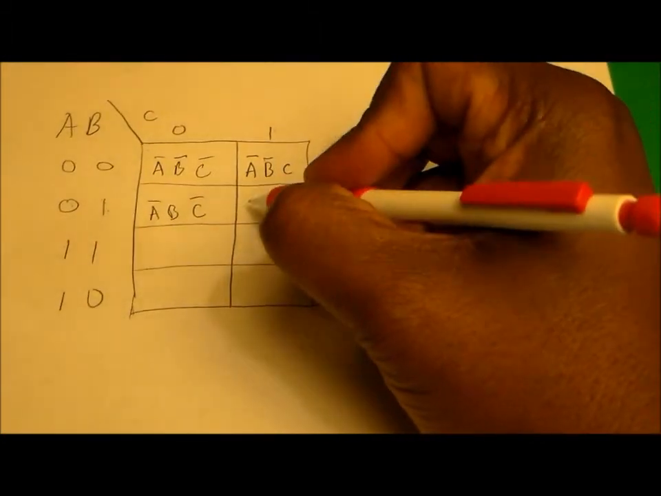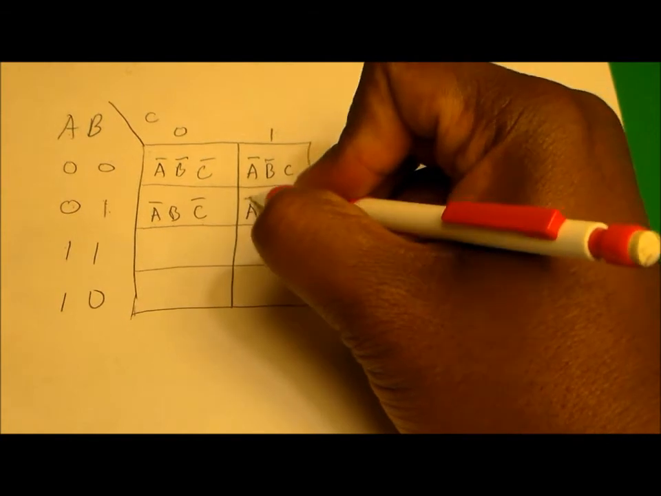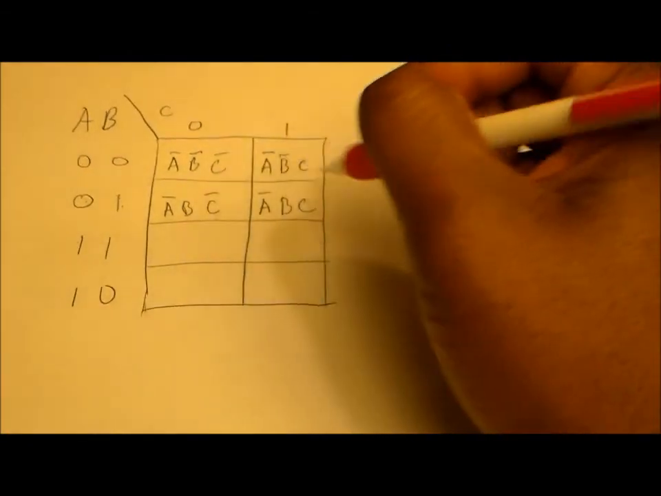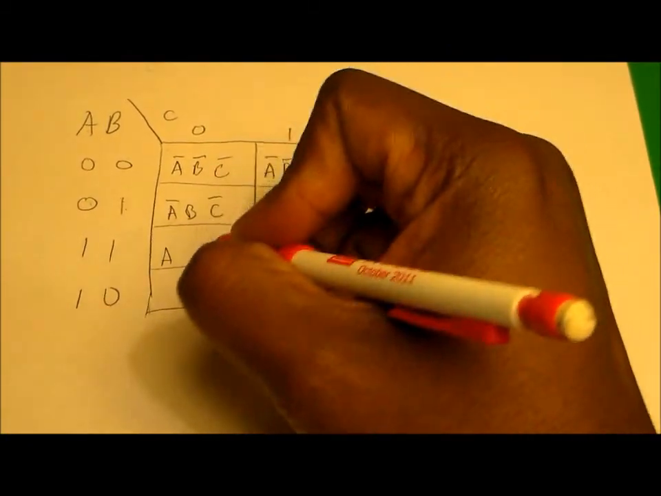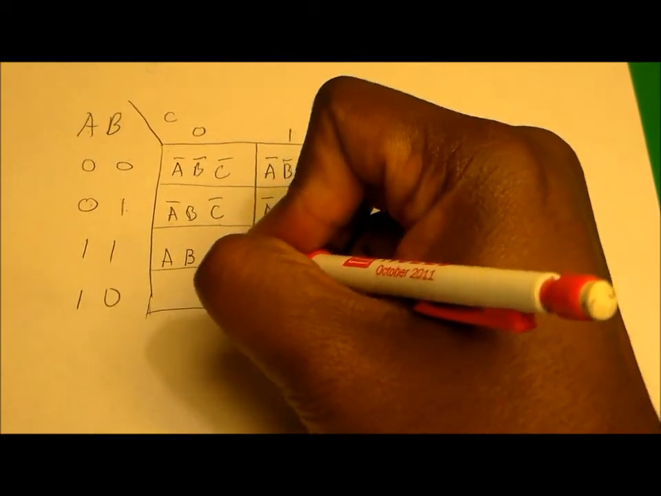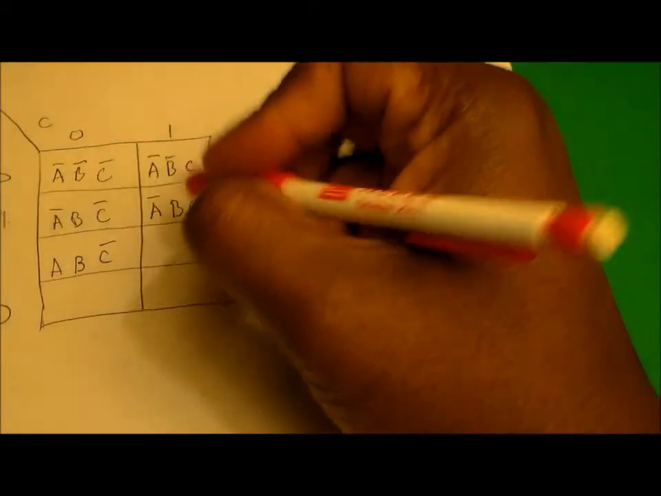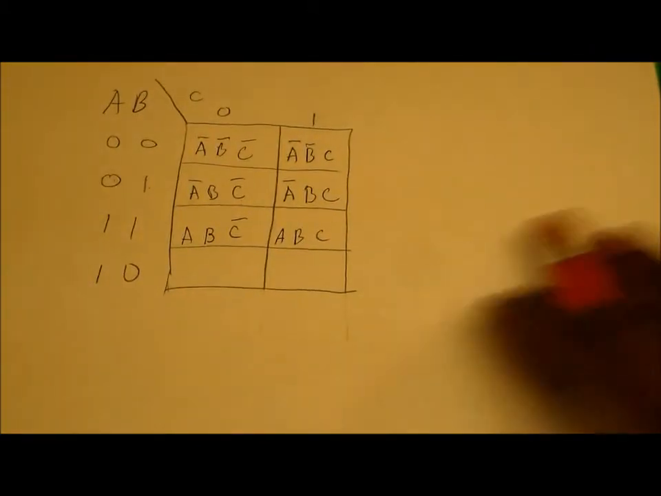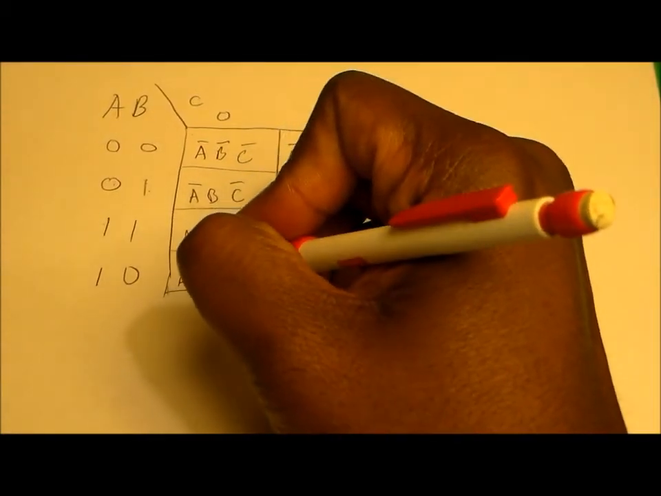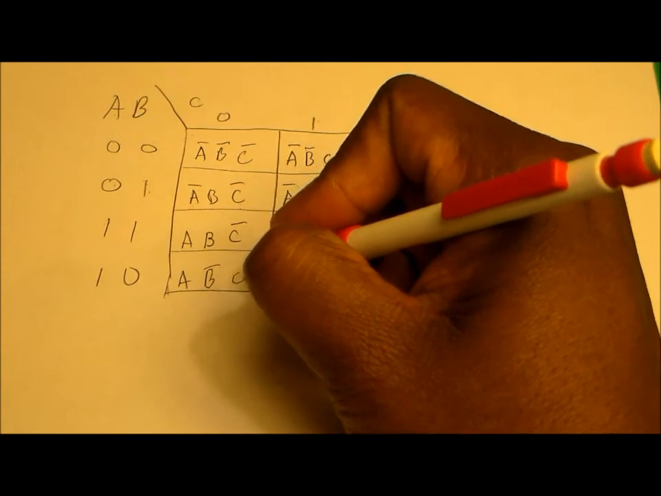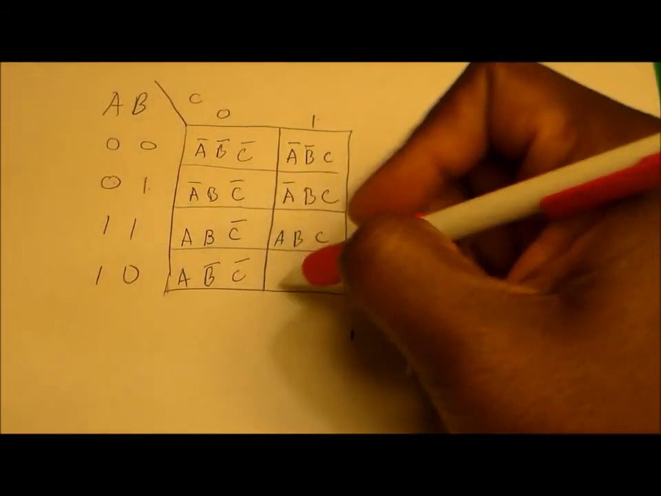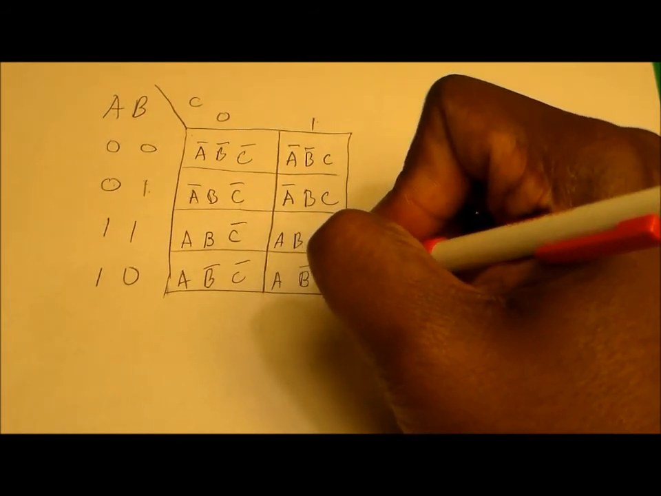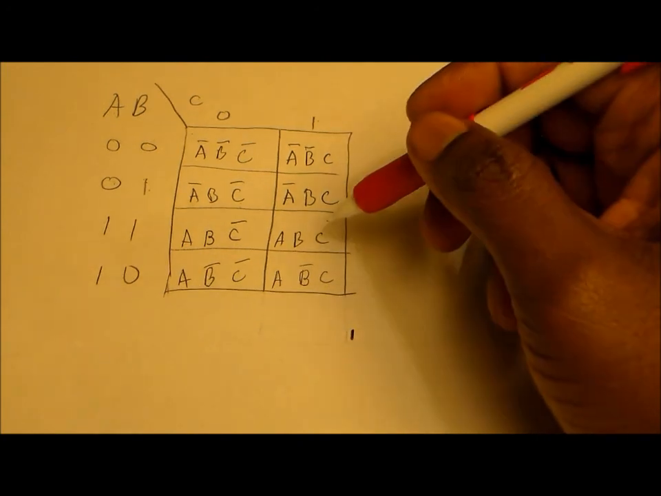And so then this becomes here now A naught, B, and C, and this becomes A, B, and C naught, and this is A, B, and C. And then this is A, B naught, C naught, and this one would be A, B naught, and C.